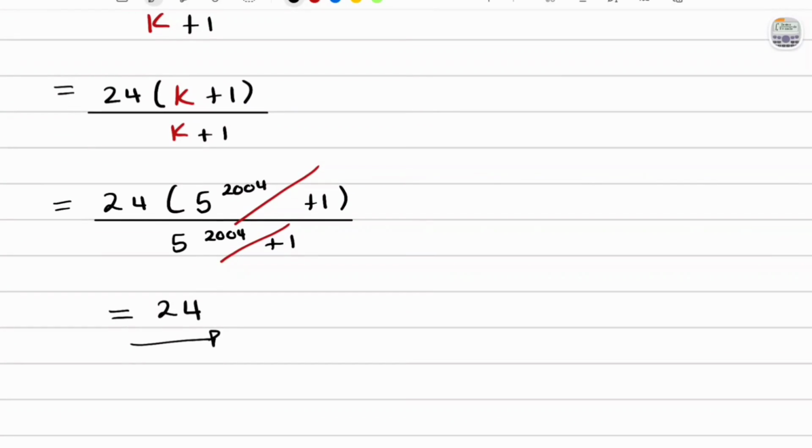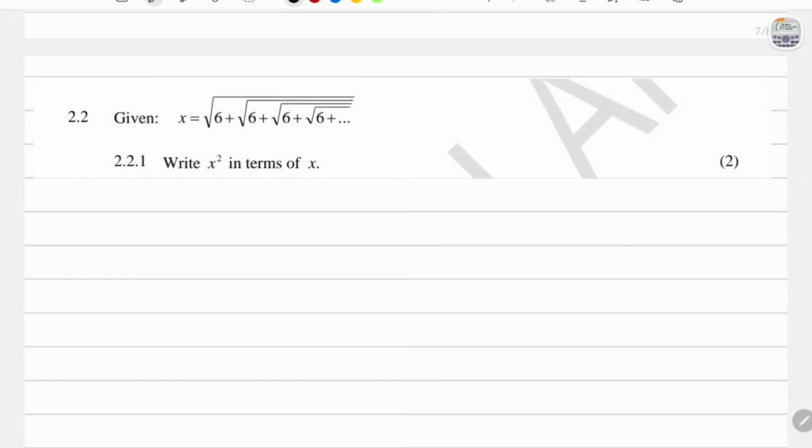We finally move on to the next question. The next question is 2.2. They tell us, given x is equal to the square root of 6 plus the square root of 6 plus the square root of 6 plus, and it just keeps going. And we have 2.2.1 saying you need to write x squared in terms of x.